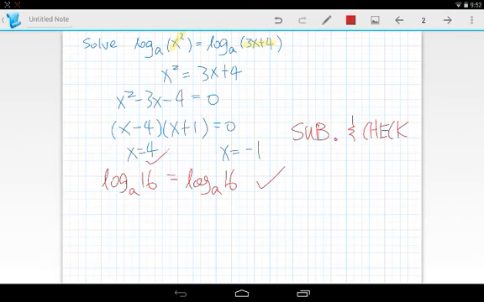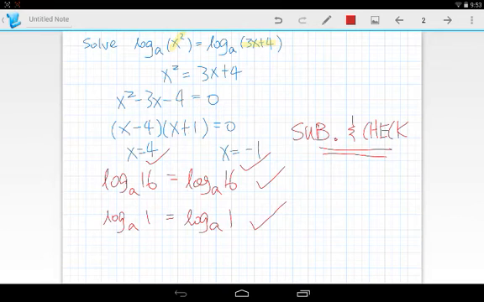Let's test with x equal to negative 1. Log base a of negative 1 squared gives me 1. On the right hand side, I have log base a of 3 times negative 1, which gives me negative 3, negative 3 plus 4 gives me 1. So this is good, they're both good. They're both my solutions for x. So this step, sub and check, is very, very important, because sometimes we might be able to solve for x, but we cannot really put the values into the logarithmic functions. So let's take a look at another example. You will understand what I'm talking about.